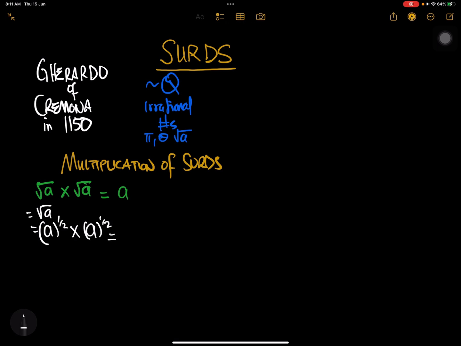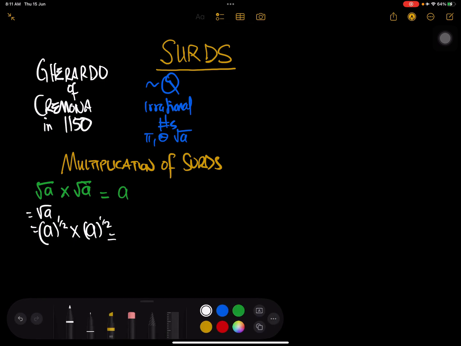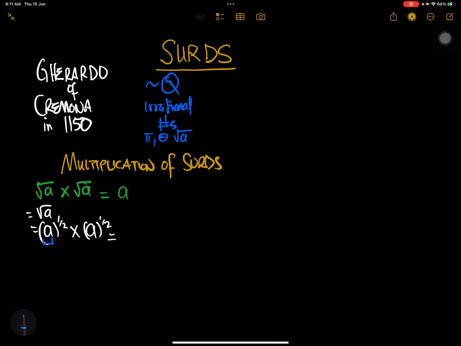And then we can add it, because from the indices that we did, we said that if the bases are the same, in this case a is the same as a, and the sign in the middle is multiplication, then we are going to add the exponents. So we're going to get a to the power half plus half, which equals a to the power 1, and that gives us a. All right, so that's where we are getting that magic result from: square root of a times square root of a is a.